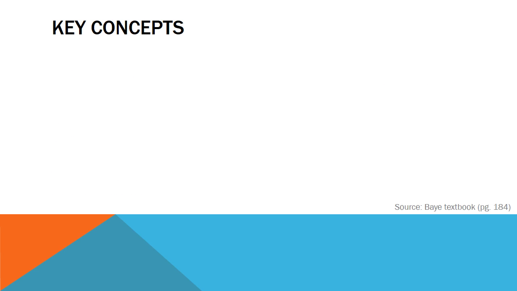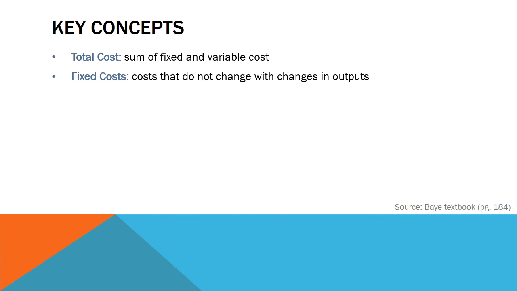Before we begin, there are a few key concepts and definitions to be familiar with. You can find these definitions on page 184 of the Bay textbook, Chapter 5. So first we have total cost, which is the sum of both fixed and variable costs. Then we have fixed costs, which are costs that do not change with changes of outputs. So they remain constant within a relative range, and these include the costs of fixed inputs used in production. So some examples of that would be rent for the facility, insurance premiums, etc.